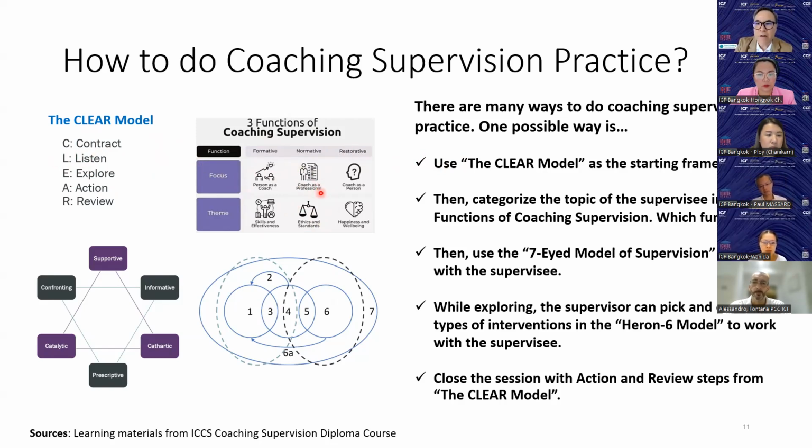After I define the function, I go to the 7I model to explore with the supervisee, from I1 to I7. While exploring, the supervisor can pick and choose the type of interventions from Heron 6 to use in their supervision practice. We don't need to use all 6. It depends on the topic, the context. Some sessions we might use 3, 4, 5, or all 6. It depends on the context of the session.